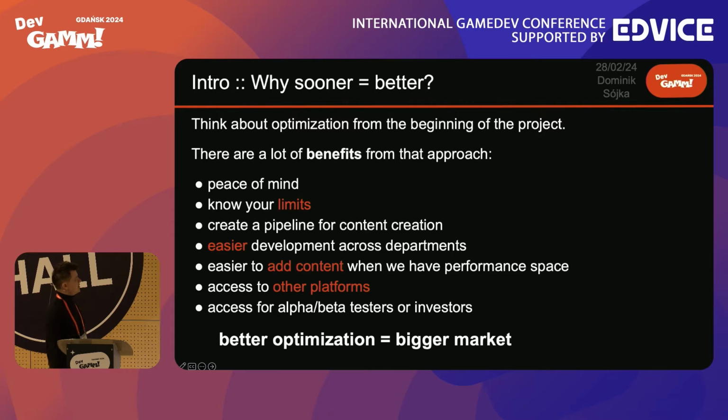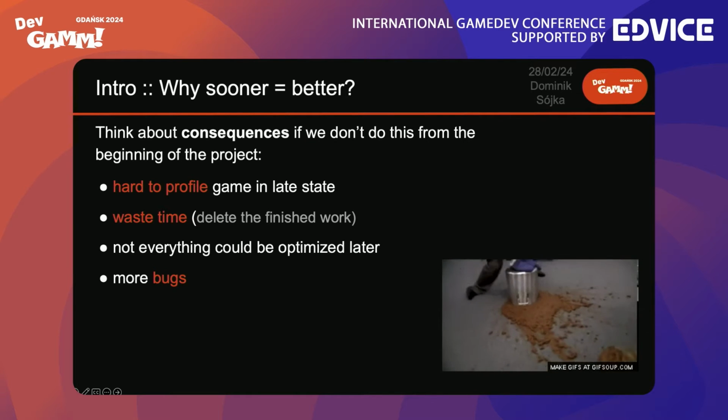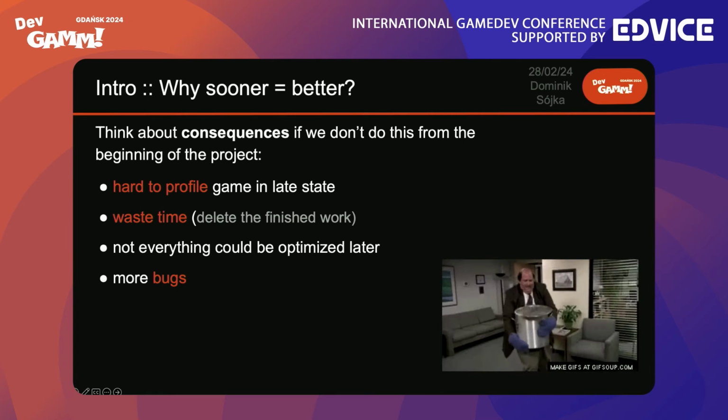And it's much easier to add content when you have performance headroom, when you know that you can add an additional feature. It also gives you access to other platforms, for example, mobile. And access for alpha or beta testers, or investors, could be very useful when you want to send your build to an investor, and it's always a good thing. And better optimization, of course, means a bigger market. So always think about the consequences from the beginning.